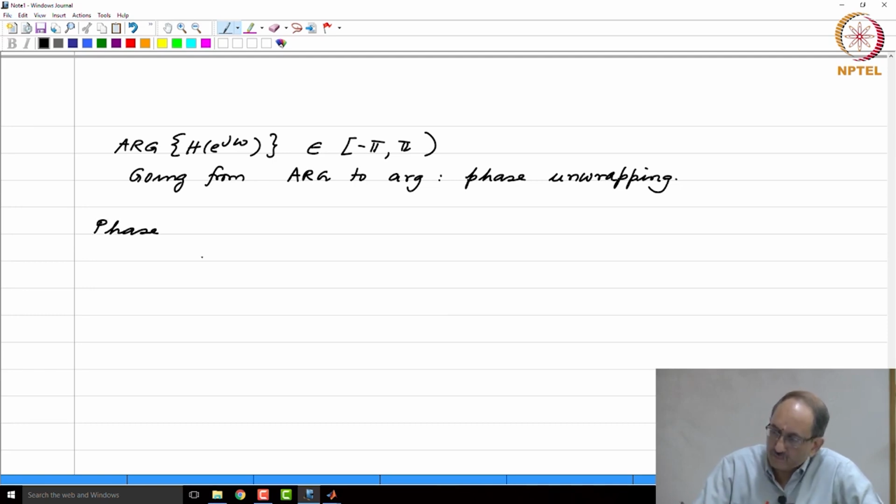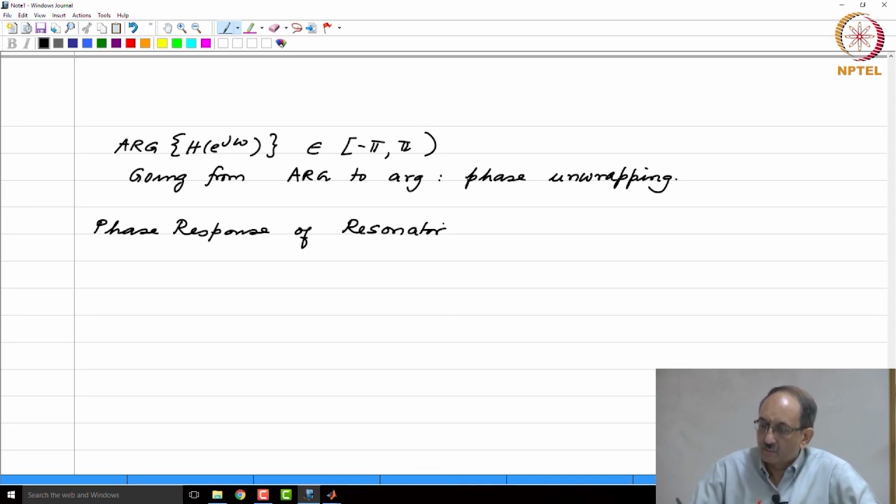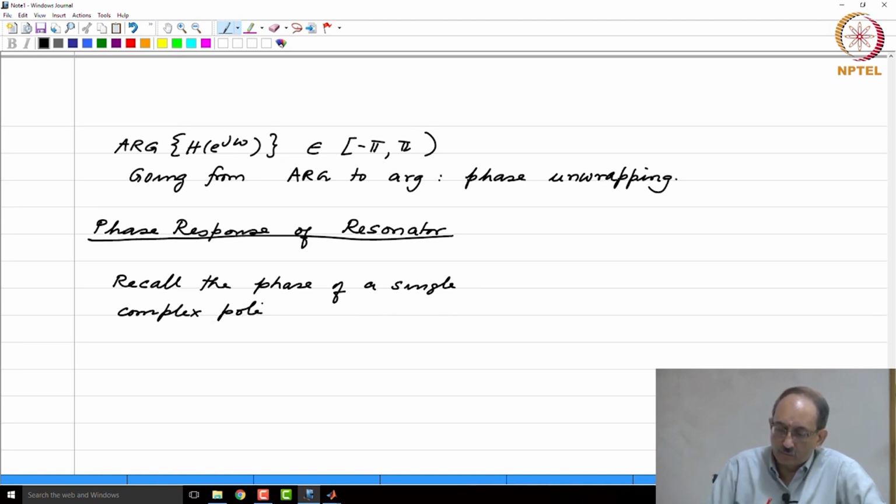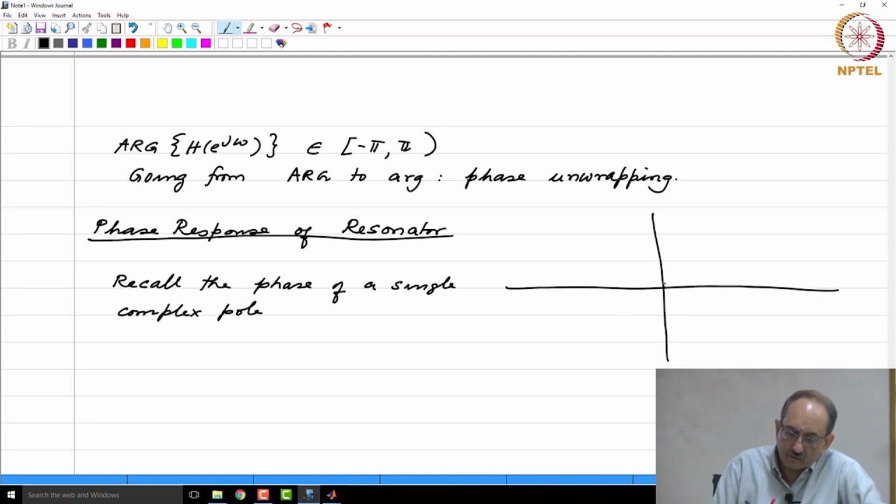Let us look at the phase response of a resonator, just to get some more feel for how phase response works. Remember, recall the phase response of a single complex pole. The phase response of a 0 was like this.